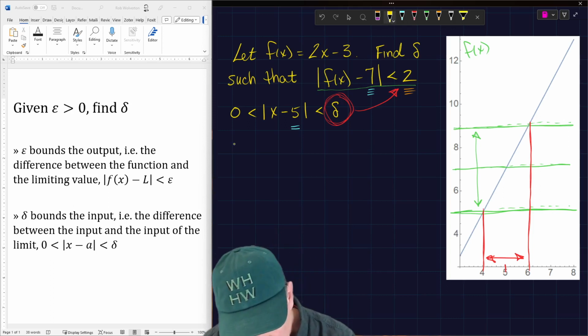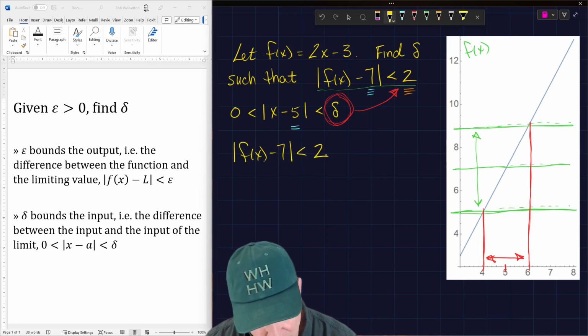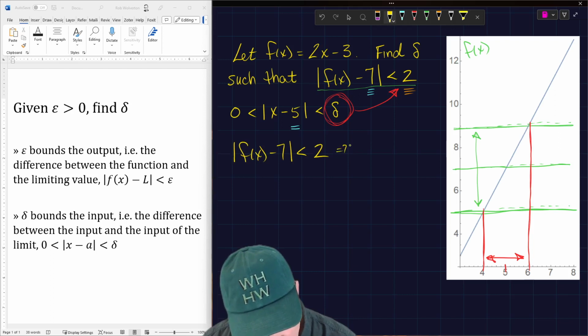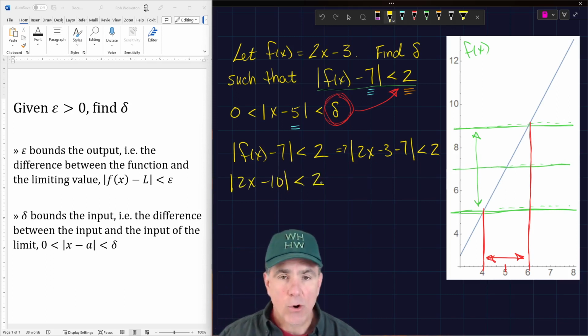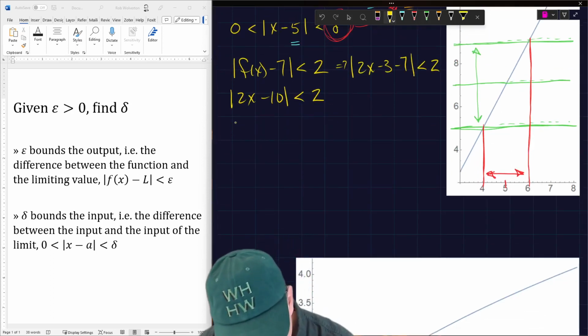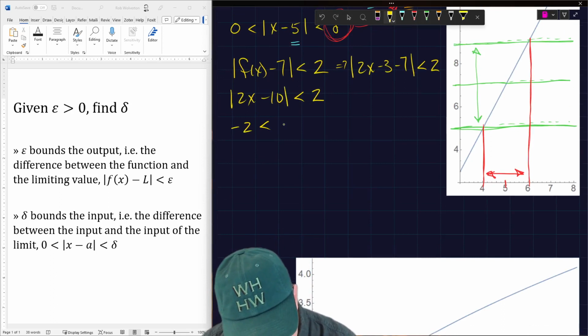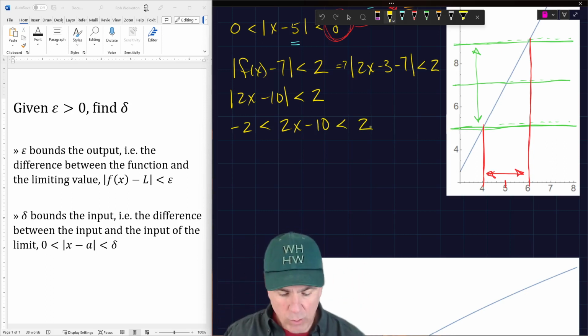So all we're going to do is use this information they've given us, the absolute value of f of x minus 7 less than 2. And we're going to just substitute in the 2x minus 3. So this becomes the absolute value of 2x minus 3 minus 7, and that has to be less than 2. So that's 2x minus 10 less than 2. And now we're going to remove the absolute values and open this up. To remove absolute values, if you don't remember how that works, this is negative 2 has to be less than 2x minus 10, which is less than 2. As long as we're in that range, then we know that we have what we need.